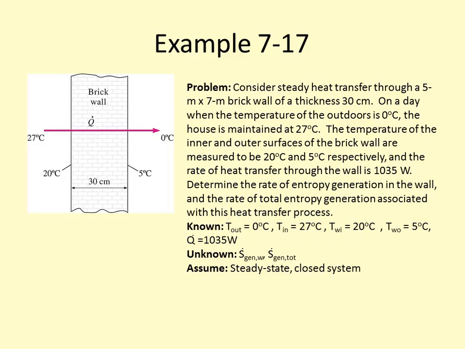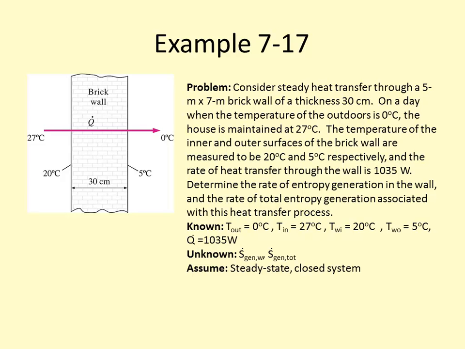Okay, so what is our system in this case, or what do we want to choose to be the system? Okay, the wall is our system. So we have one boundary that's at 20 Celsius and another boundary that's at 5 Celsius. Okay, so let's write the energy balance for our wall. The temperatures of the wall are not changing with time, so we can assume that it's a steady heat transfer through the wall.